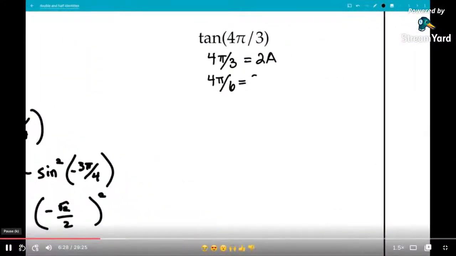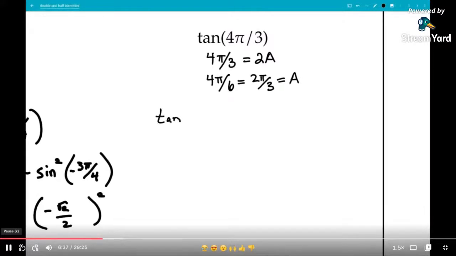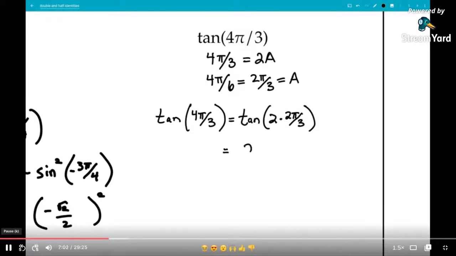Last example here. I was kind of talking through while I was writing that out. So for tangent, same structure. We need to find the value of A so that we can structure our trig function to be able to apply the double angle for tangent. And now we apply the double angle for tangent.